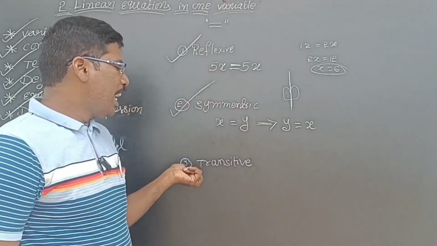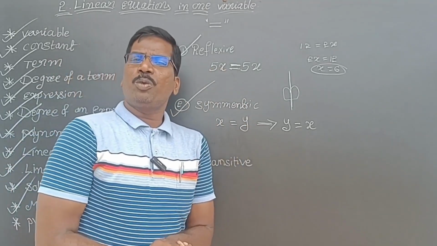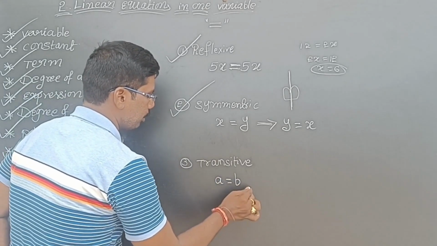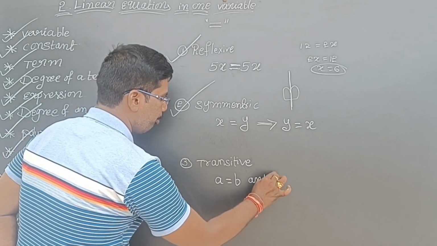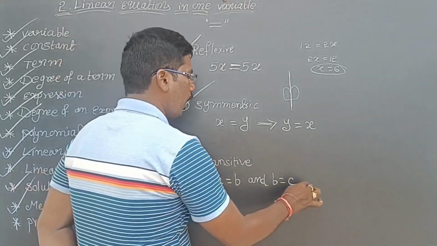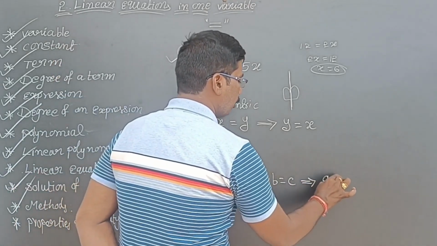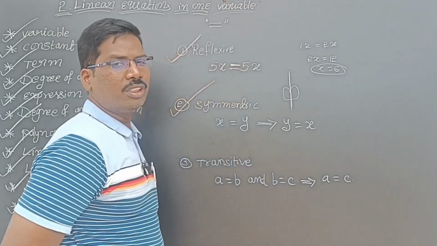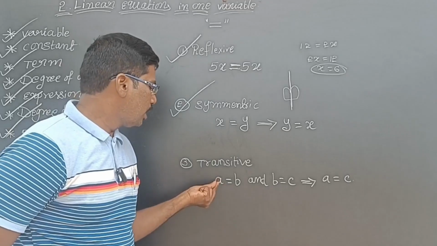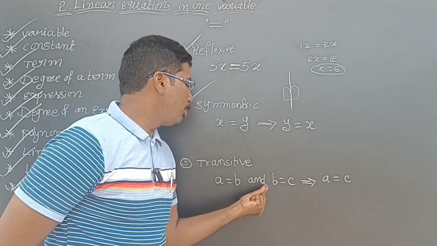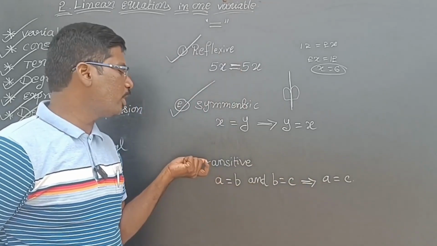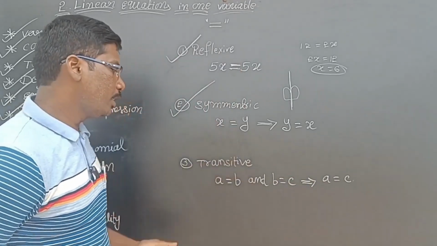Next, transitive property. What does transitive property mean? If A is equal to B and B is equal to C, then automatically A is equal to C. This is called transitive property. See, this A value is equal to B and the B value is equal to C, then A is equal to C. How do you get A is equal to C according to transitive property?